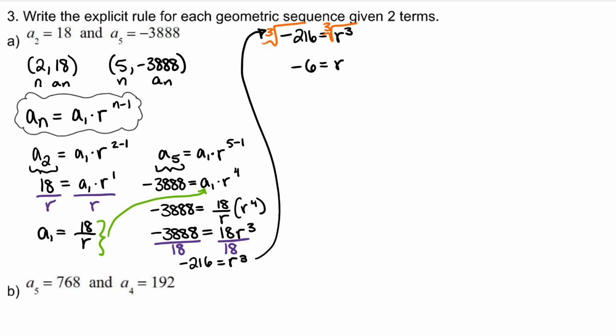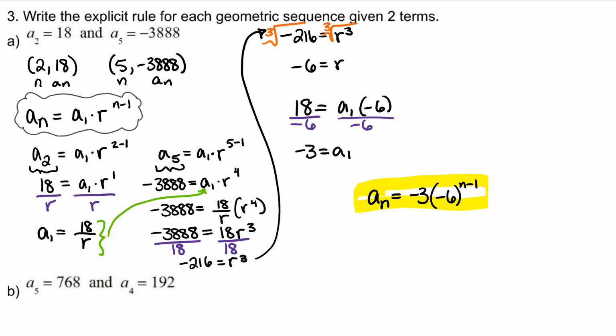Now that we know r is negative 6, go ahead and plug it in. We'll use this equation and solve for a sub 1. Then you can plug it in and write your explicit rule. There will be no more simplification needed after you plug it in for the final rule. That makes our explicit geometric rule a sub n equals negative 3 times negative 6 to the n minus 1.